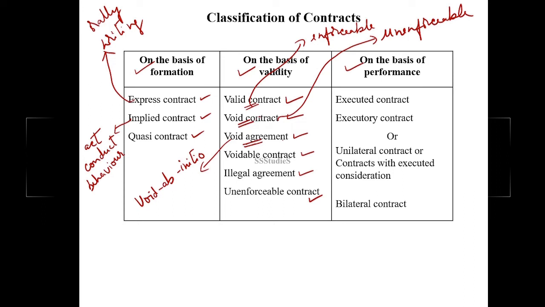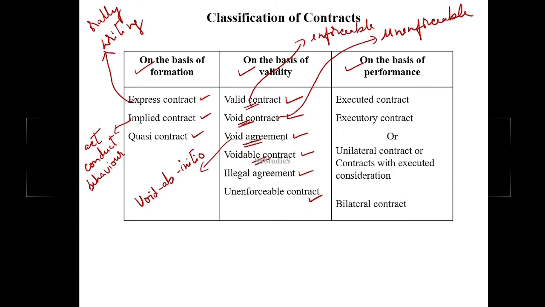For example, if one of the parties becomes insane. During the formation of the contract, both the parties were competent to enter into contract, but on a later date, one of the parties becomes insane. In such a case, you call the contract a void contract, because it is not enforceable in the court of law, since one of the parties has lost his competency to enter into contract.